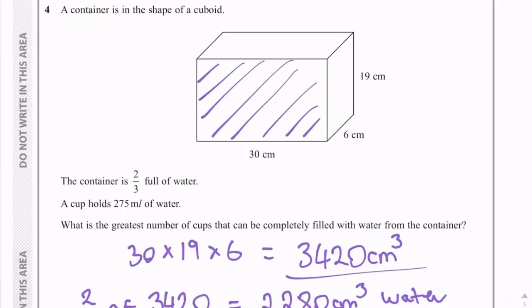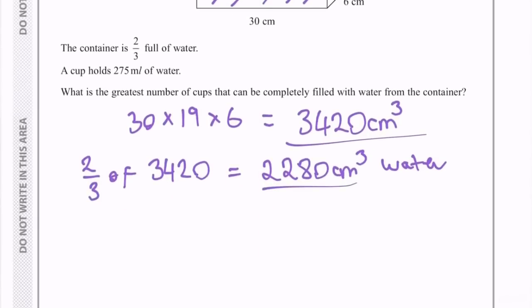It then says a cup holds 275 millilitres. So, at the moment our volume is in centimetres cubed, but we can turn that into millilitres, we can turn it into litres if we want. So to turn that into litres we need to divide it by 1,000, but then we're going to turn it back into millilitres anyway. So actually this question we don't need to convert, because 2,280 centimetres cubed is 2,280 millilitres. If we did have to turn that into litres, we'd divide it by 1,000, but then we're turning it back into millilitres anyway.